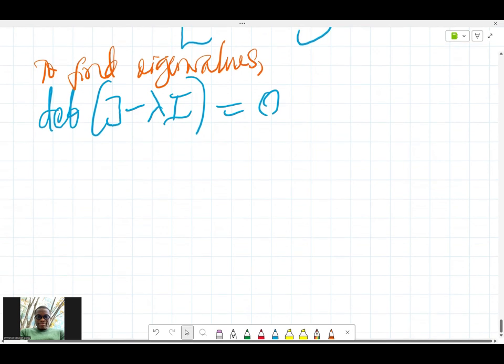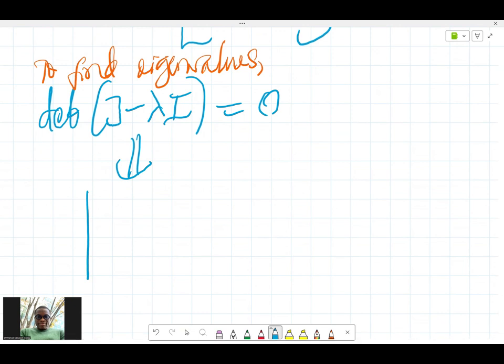I like to write my determinant this way. So that's the determinant of J minus lambda I. J is already 3, 4, minus 1, 1. Minus lambda I, that's a unit matrix multiplied by lambda. So that's 3 minus lambda, 4, then minus 1, 1 minus lambda. All of this should be equal to 0.